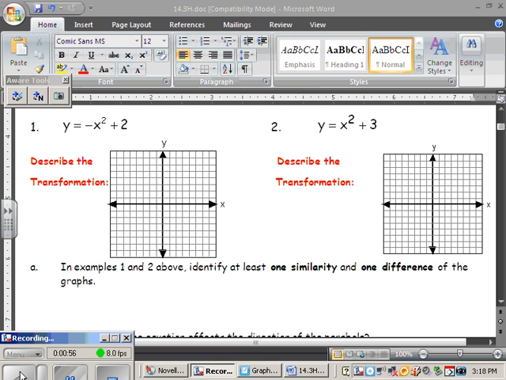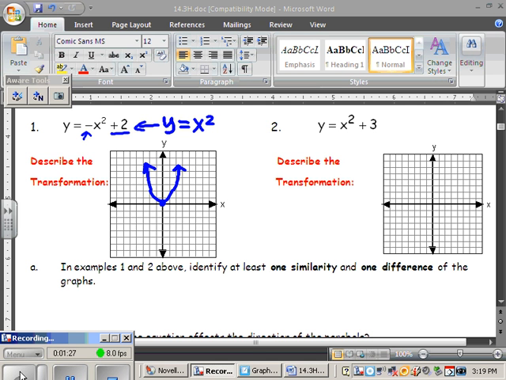In this first problem, y equals negative x squared plus 2, I'm going to first just kind of sketch y equals x squared in blue. So y equals x squared looks something like this. So the question is, if we start with y equals x squared, there's two things that have changed in this new equation. Number one, we've added a 2, and the other thing is the x squared is now negative.